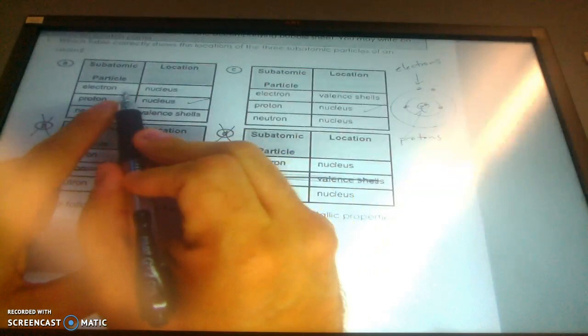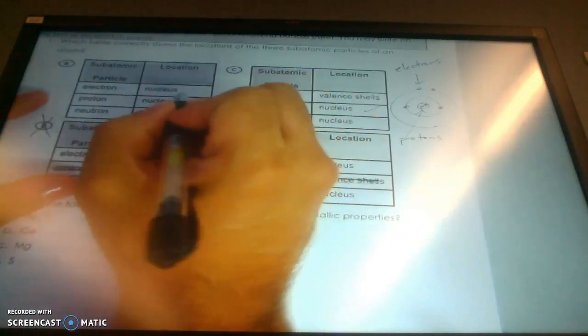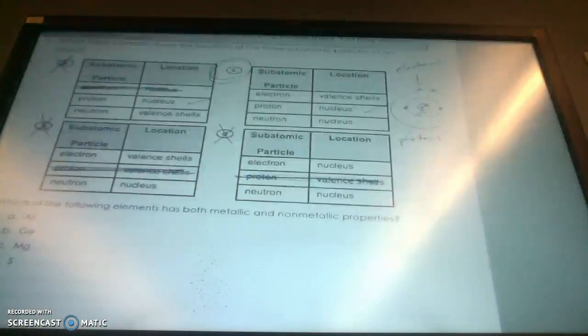And then I'm going to look at the electrons. In my picture, the electrons are not in the nucleus. So that makes A wrong. And so that lets me know that C is the correct answer.